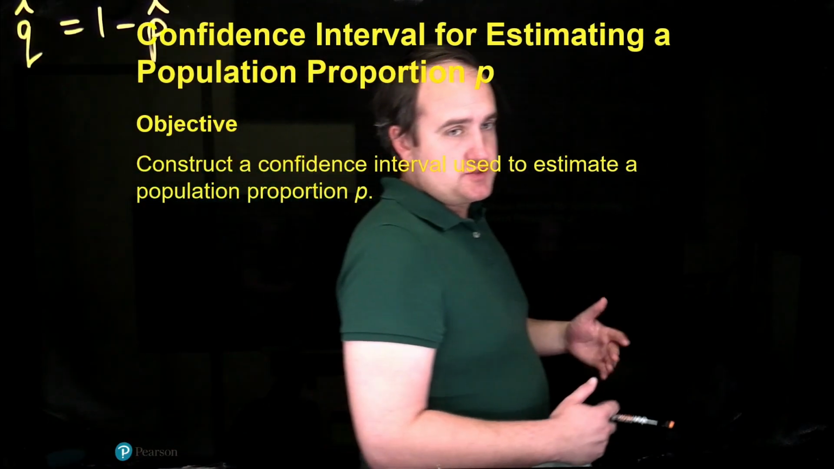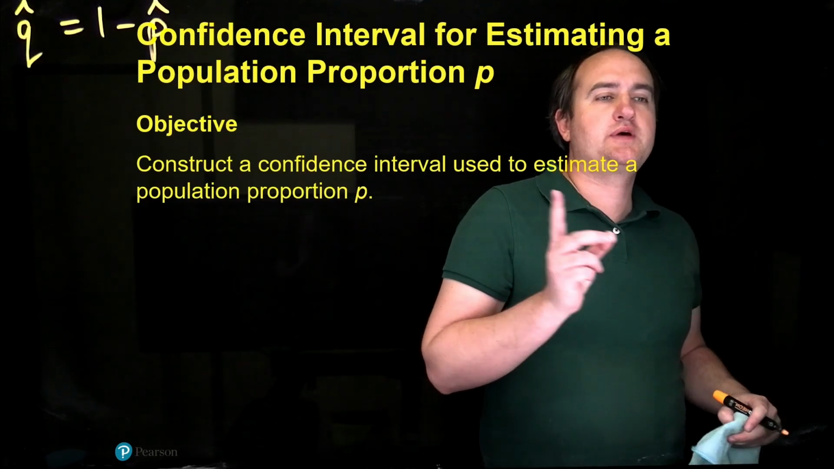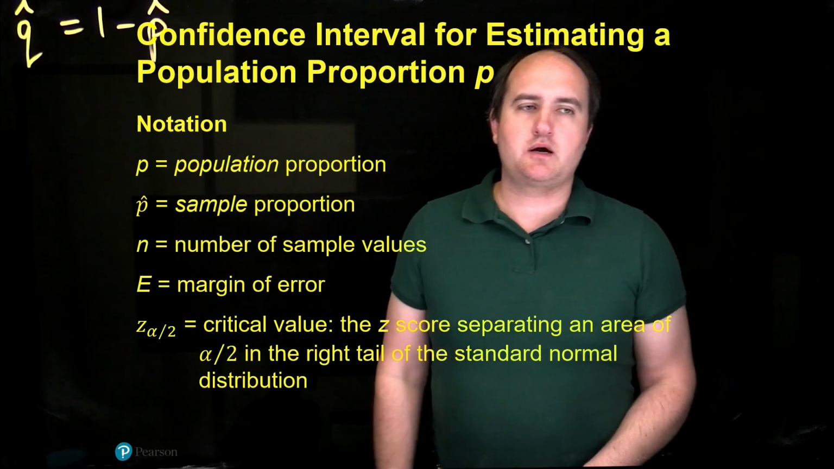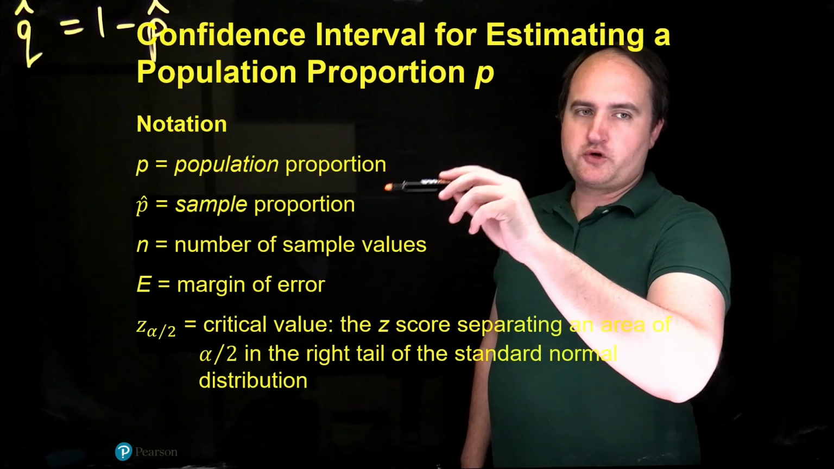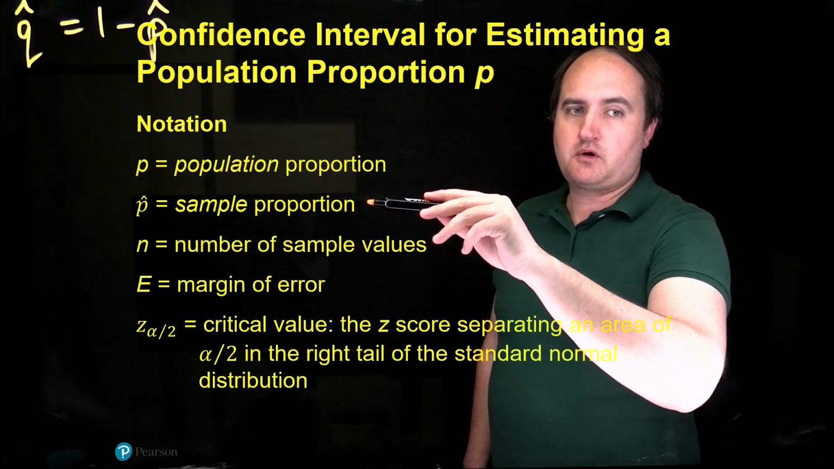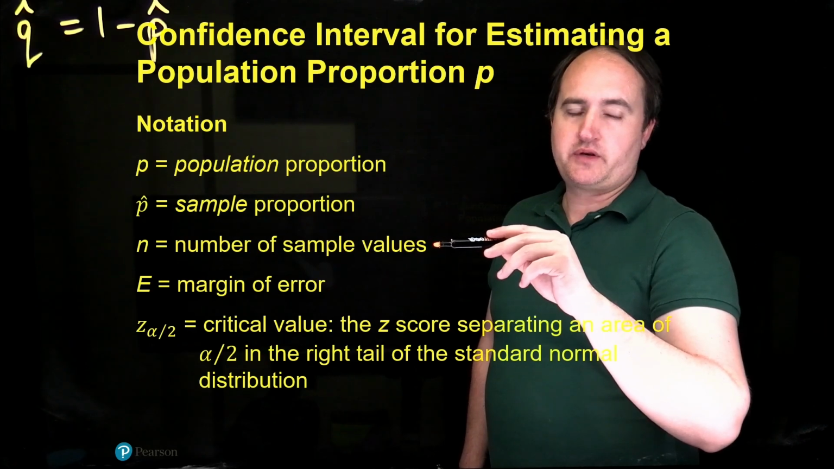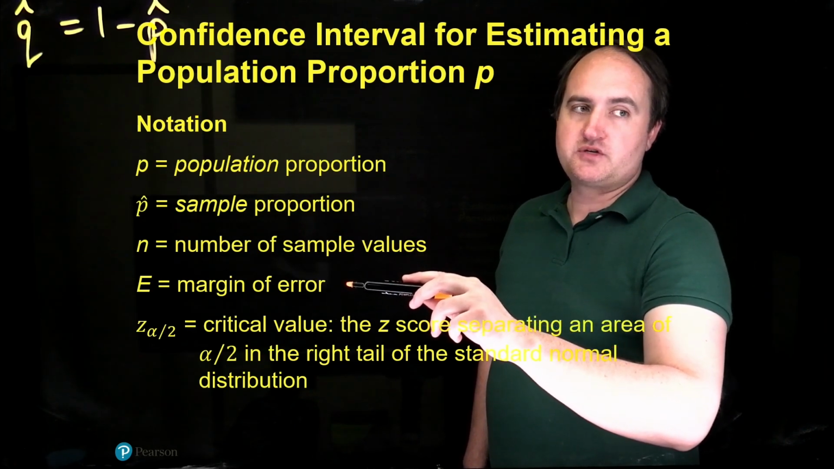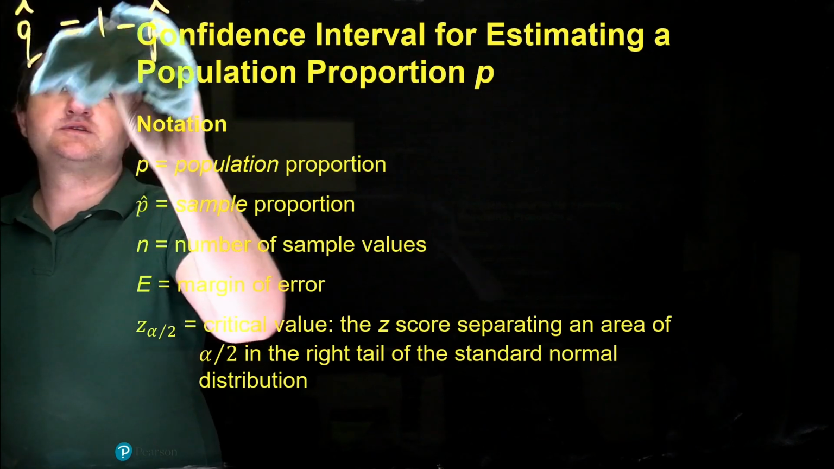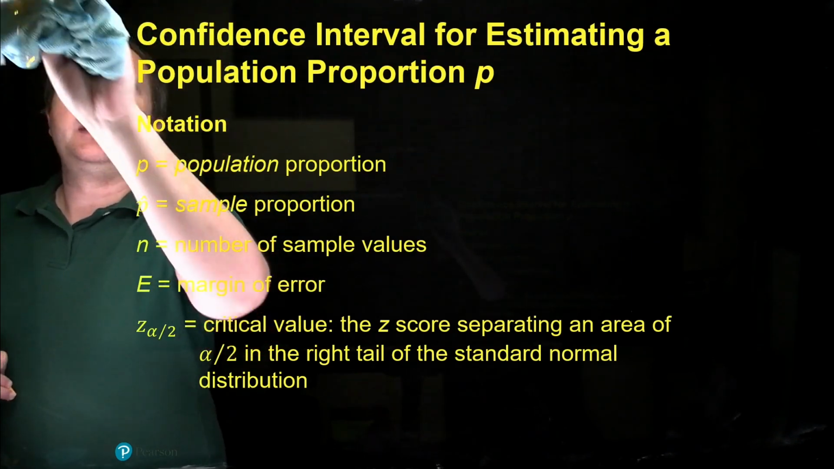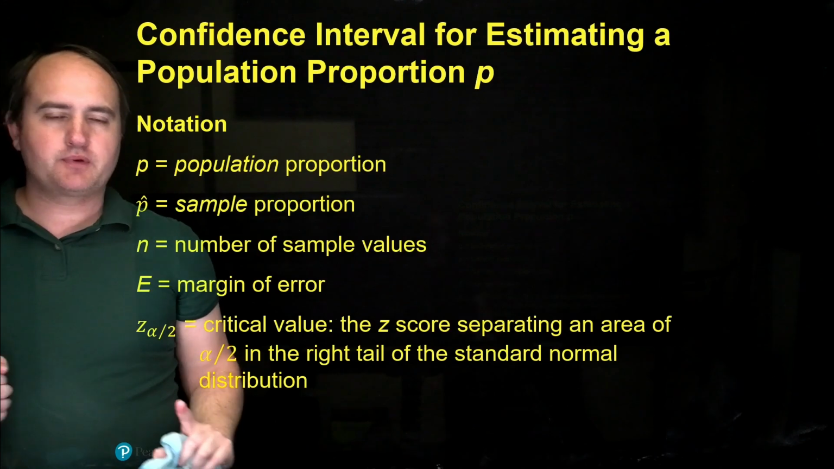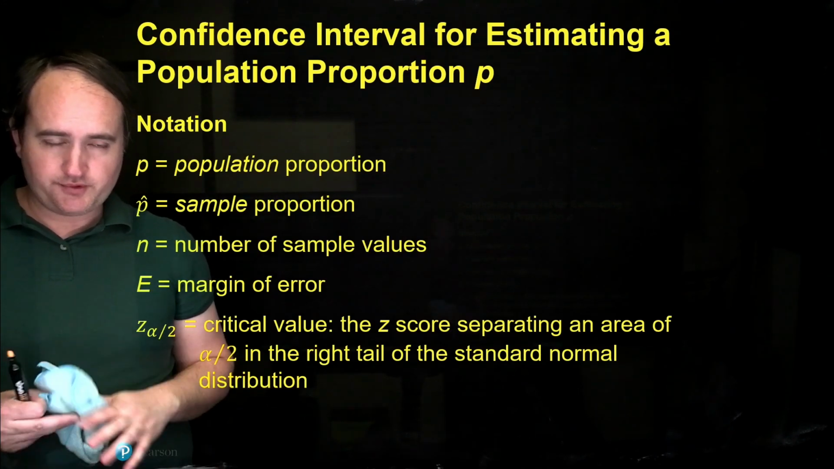All right, so let's actually jump into constructing a confidence interval to estimate a population proportion p. We've talked about it, but let's talk about it again. p is a population proportion. p hat is the sample proportion. You can use x over n if that's not given to you in your homework. n is the number of sample values or the number of trials. E is the margin of error. That's what we're going to have to use that formula for. q hat, we already said, was 1 minus p hat. And then z sub alpha over 2 is the critical value, which you can just look up in the bottom right corner of table A2.